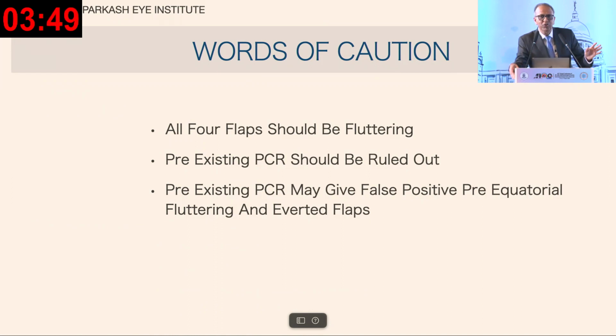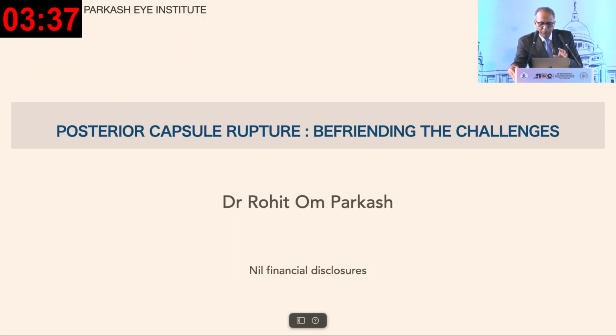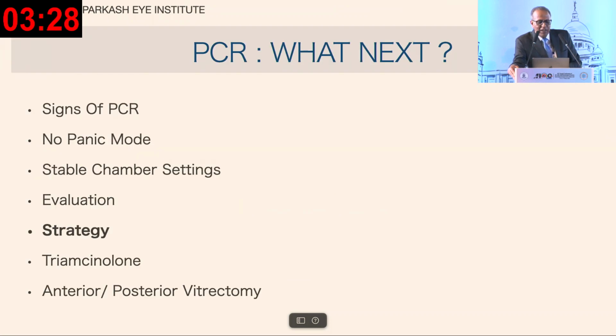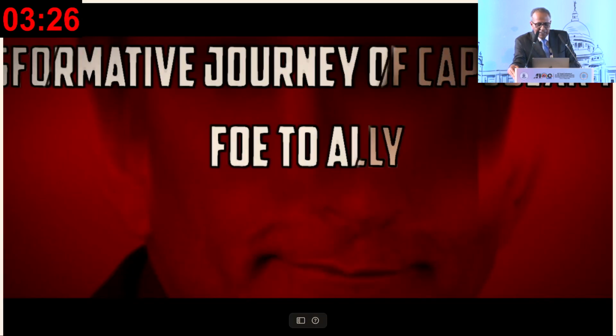A word of caution, I have already said, all 4 flaps should be fluttering. Pre-existing PCR should be ruled out. Pre-existing PCR may give a false positive pre-equatorial fluttering and everted flaps. Posterior capsule rupture. Do I have 3-4 minutes with me? Yeah, just let me know whenever I have to. So PCR, if it is there, what next?